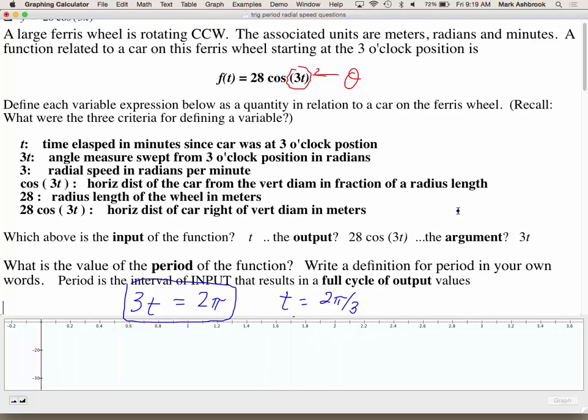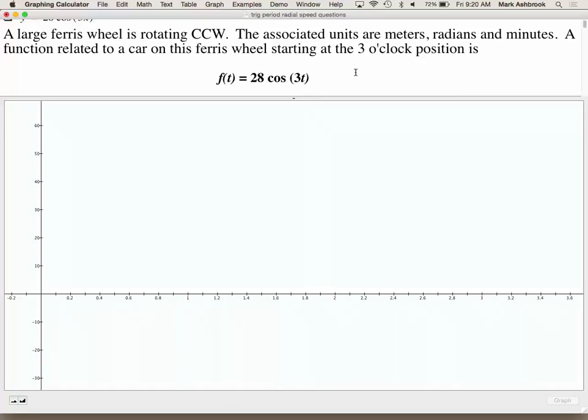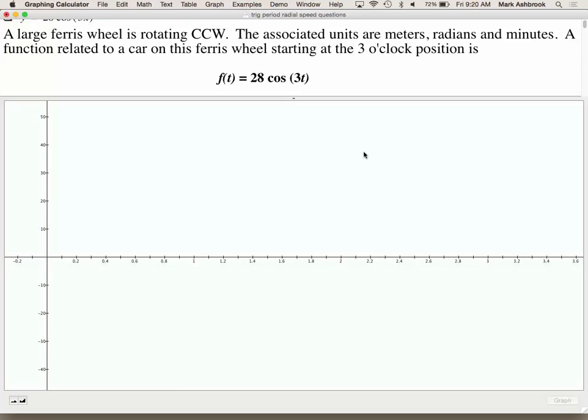Okay, so let's sketch this. We're going to sketch this function, and that's something we'll be doing in the next week, sketching these sine and cosine as they model real-world situations. So the first thing we'll look at is the period. If the period was 2 pi over 3, we just said, let's get a decimal approximation for that.